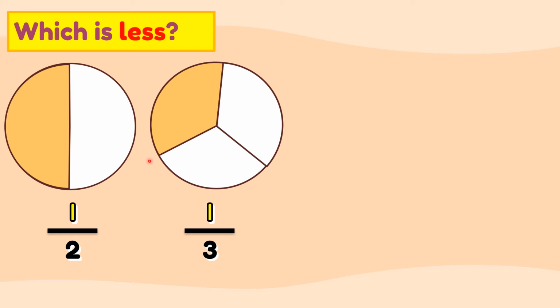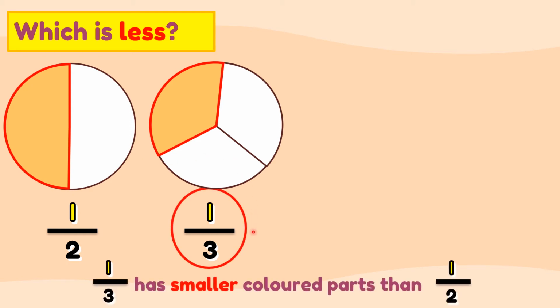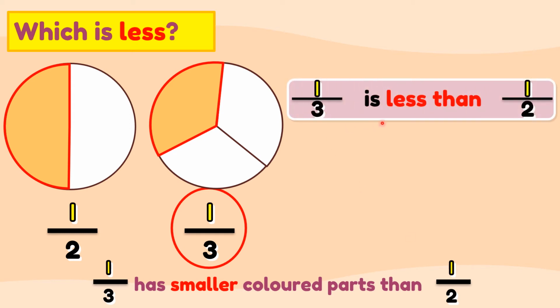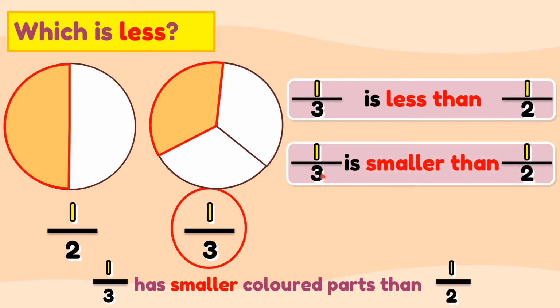Let's look at the colored parts. Which is smaller or less colored parts? Yes, 1 over 3. 1 over 3 has smaller colored parts than 1 over 2. So, 1 over 3 is less than 1 over 2. Or we can say as 1 over 3 is smaller than 1 over 2.